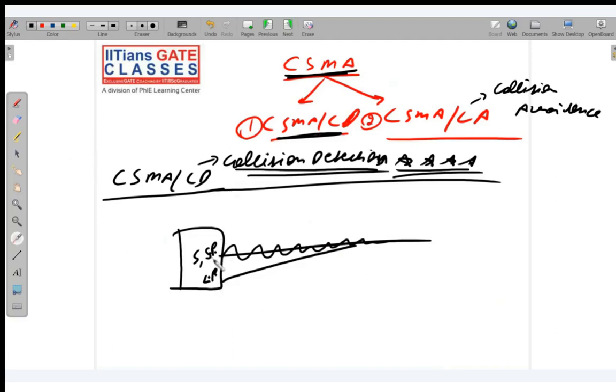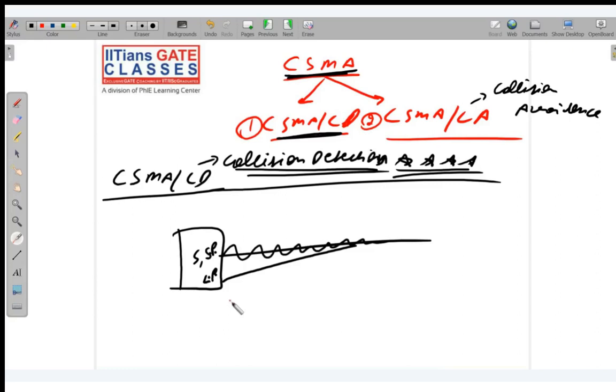Now the question is how it will do both things simultaneously. For that it has two different ports, one for sending and one for listening. Next point: the sender needs two different ports, one for sending data and another for detecting collision.